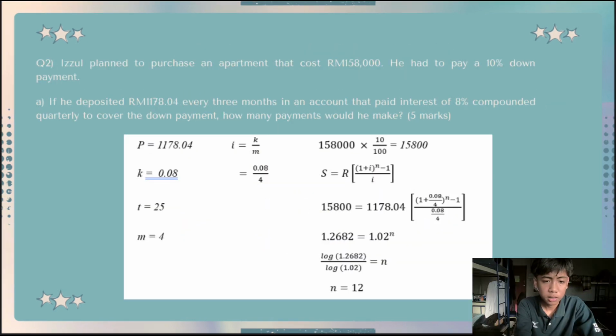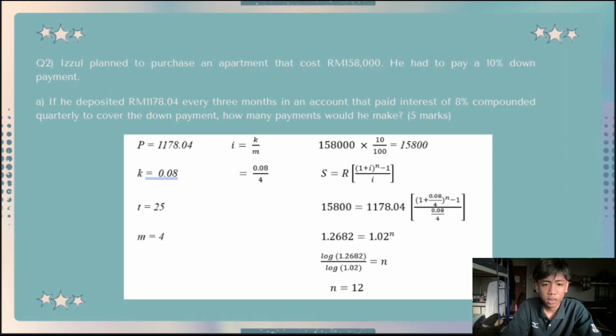Hazel planned to purchase an apartment that costs 158,000. He had to pay a 10% down payment. If he deposits 1,178.04 every month in an account that pays interest of 8% compounded quarterly to cover the down payment, how many payments would he make?